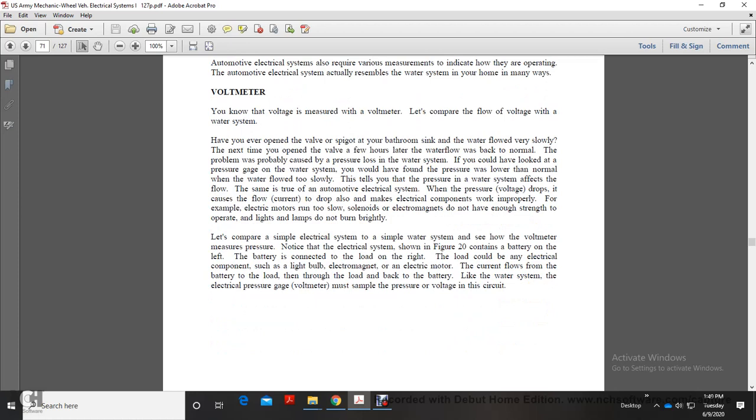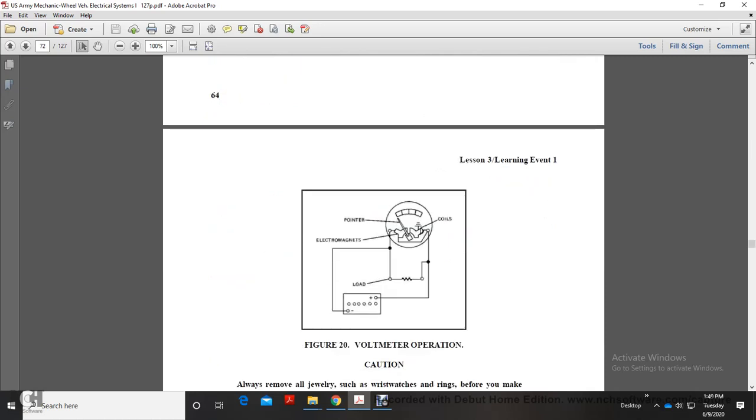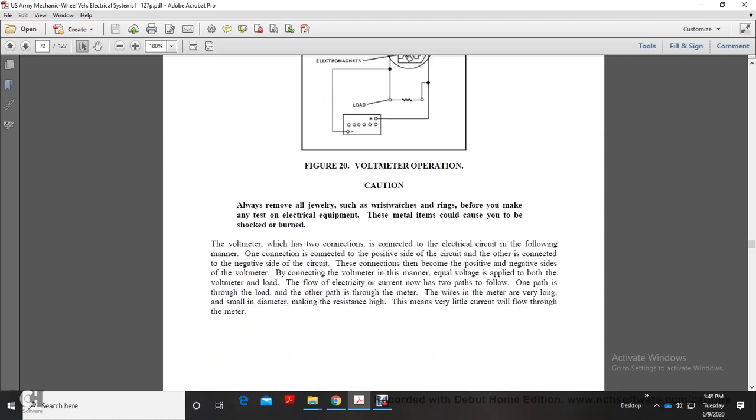Notice the electrical system shown in Figure 20, containing the battery on the left, and the battery is connected to the load on the right. The load can be an electrical component such as a light bulb, electromagnet, or electrical motor. The current flows from the battery to the load, through the load, and back to the battery. Like the water system's pressure gauge, the voltmeter must sample the pressure of the voltage in the circuit. Figure 20 shows voltmeter operation.